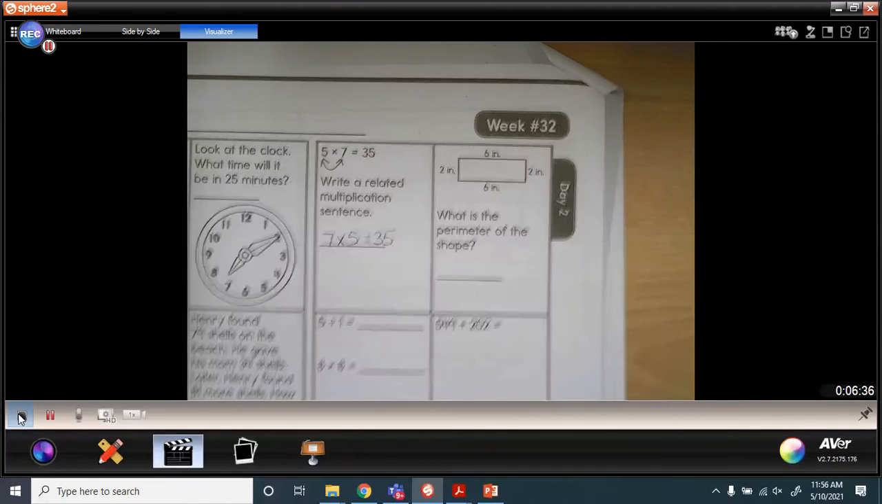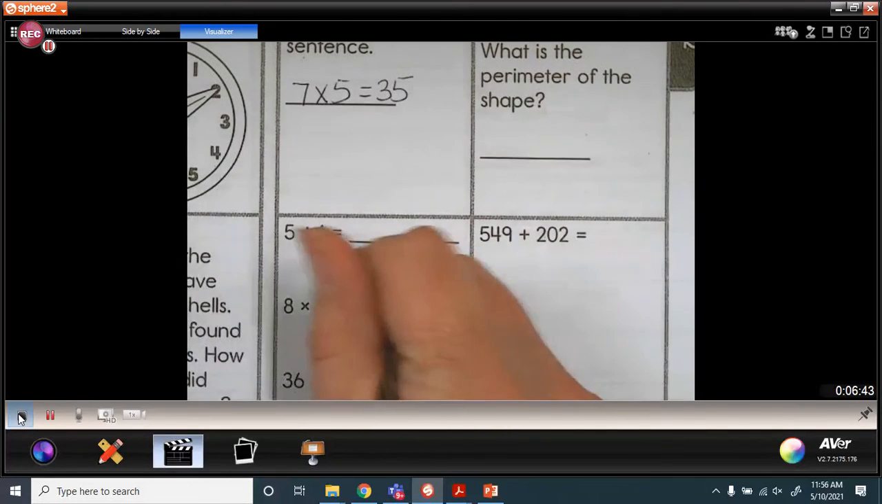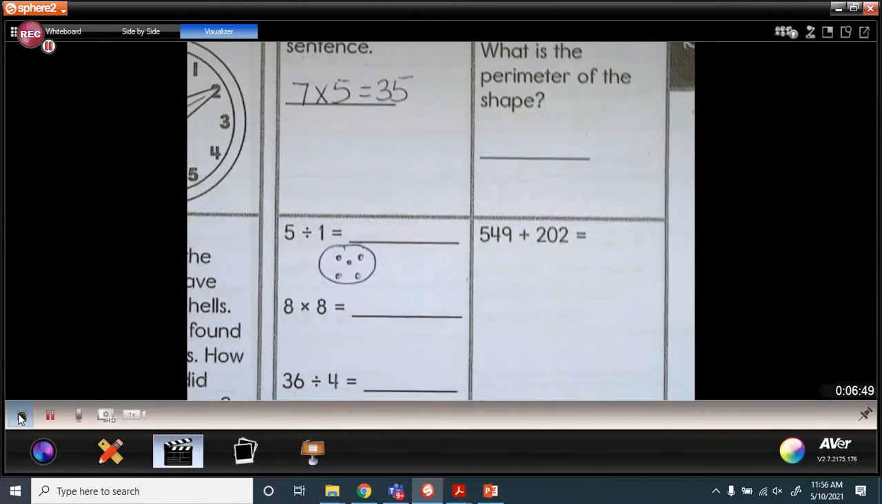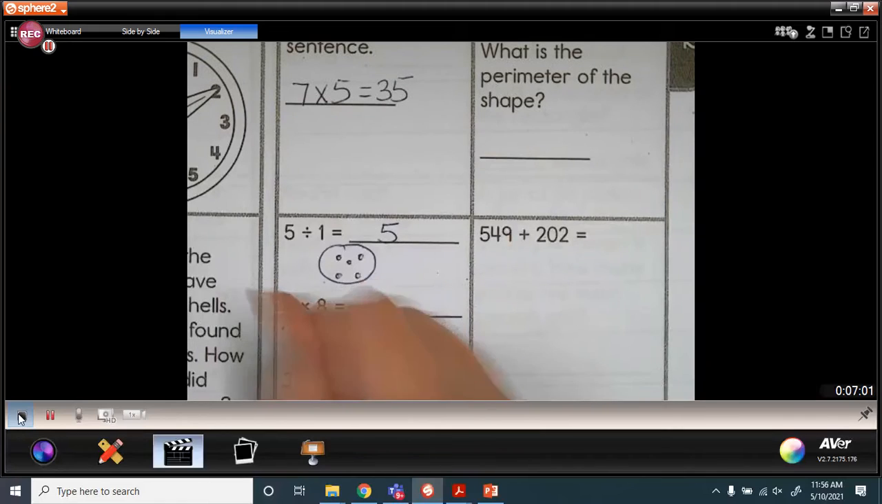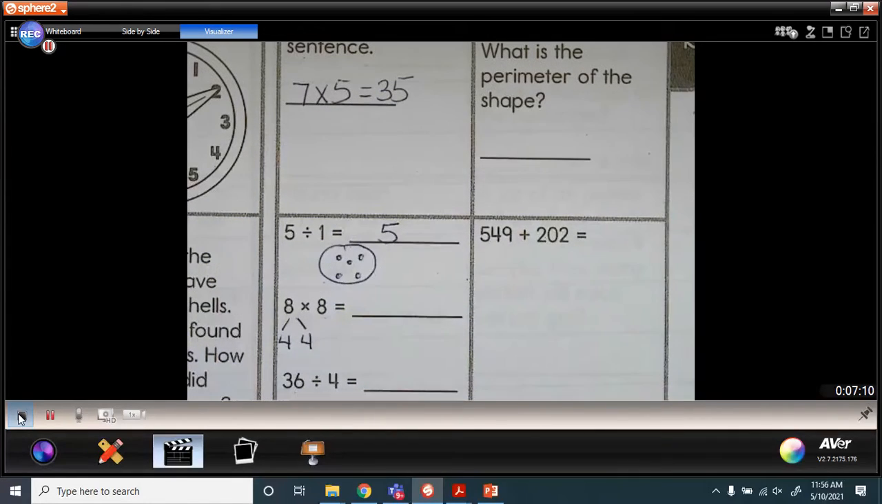All right, let's take a look at our division equation here. I have 5 objects. I'm going to put them into one group. How many objects are in that group? There are 5 objects in that group. 8 groups of 8. Well, if I have 8 groups of 8, I can actually break this up into 4 rows and 4 rows. So if you remember, we did have a conversation about this at the beginning of the year, where you could take these 8 rows and break it up for yourself as 4 and 4. So 4 rows of 8.